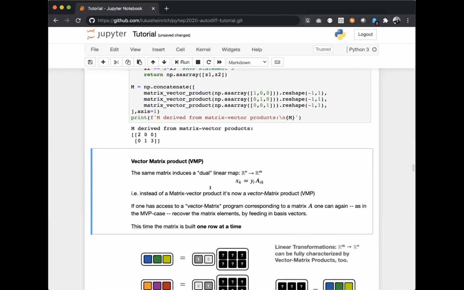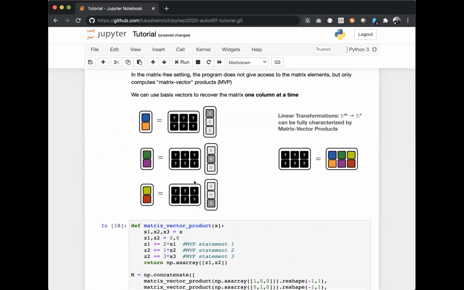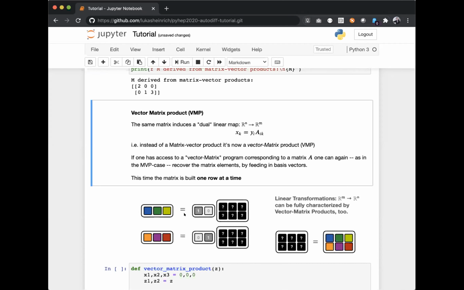But it turns out you can actually also go the other way. So you notice this is doing one column at a time, and then it gets assembled into this full matrix. But you can also go one row at a time, and this is because you can feed in the basis vectors from the other side of the matrix, and then if you run the vector matrix product instead of the matrix vector product, you can recover one row at a time. And so in this case, we need to run the machine twice to get the 2 rows. And then we also recover the full matrix.